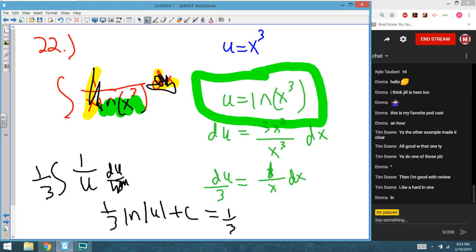Now you'll notice you have to go back to x's when you're doing integration without any limits, and that's why I always teach you how to go back to x's, because you have to be able to do that. This is a weird one. It's the ln of ln of x to the third, because ln of u, but u is ln of x to the third. So kind of weird, but 1/3 ln of the absolute value of ln of x to the third plus c.